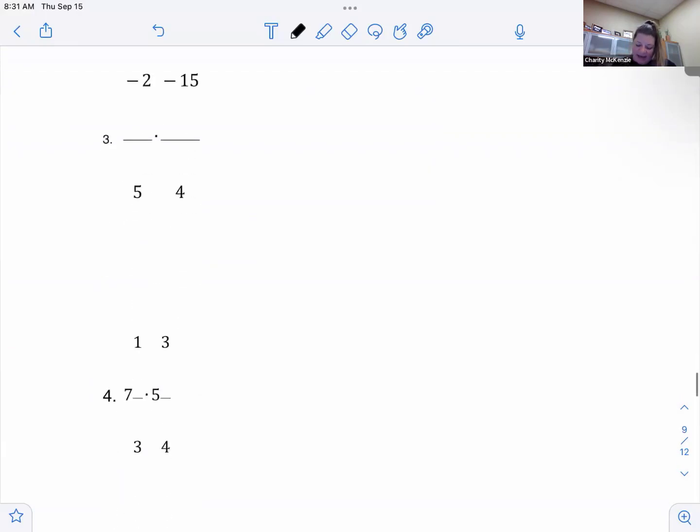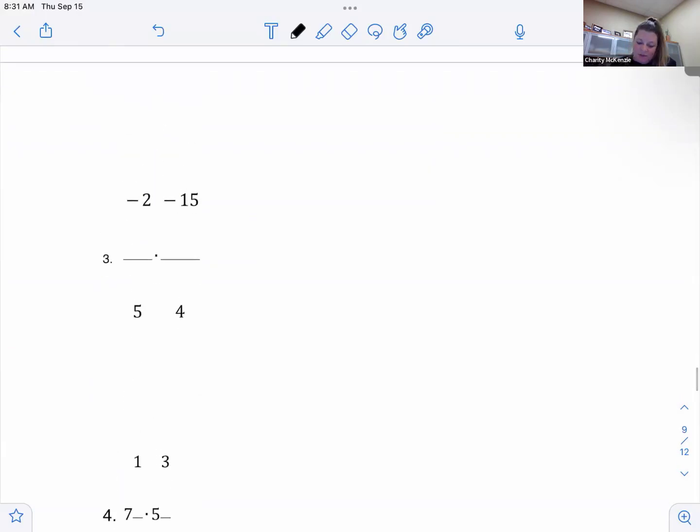So let's look at times and multiplication. When I look at this one, I'm going to have negative 2 over 5 times negative 15 over 4. And I am going to just times straight across. So when I times, I just times the tops and bottoms. I don't have to have a common denominator and then reduce. I can also look at cross cancellation if you want.